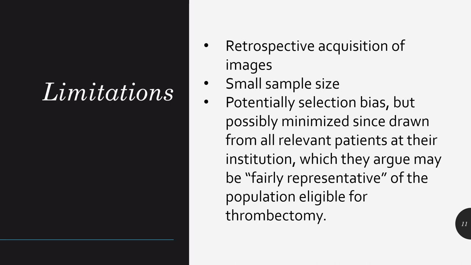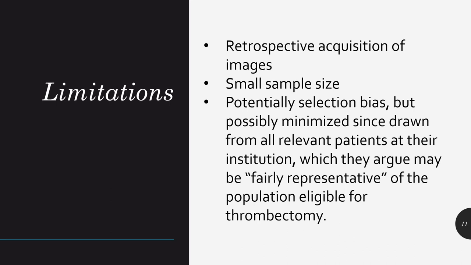Some of the limitations of the study: they did acquire their images retrospectively. The study itself was done as a primary study, but they didn't do it as patients came in. They looked back in their version of EPIC, if you will, and got their patient images that way. They did have a small sample size as well. As we mentioned earlier, the questionable cases, is this a tandem occlusion or is this a pseudo-occlusion, were around 37.